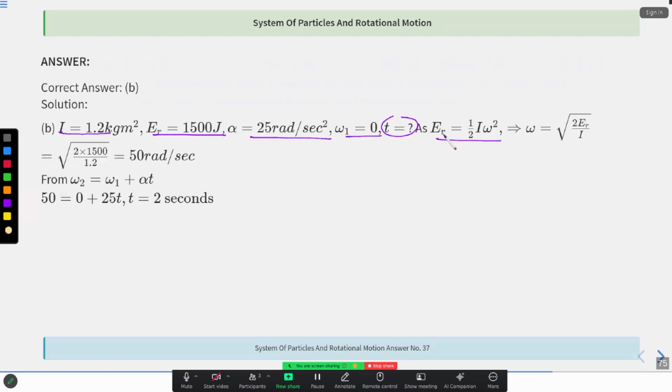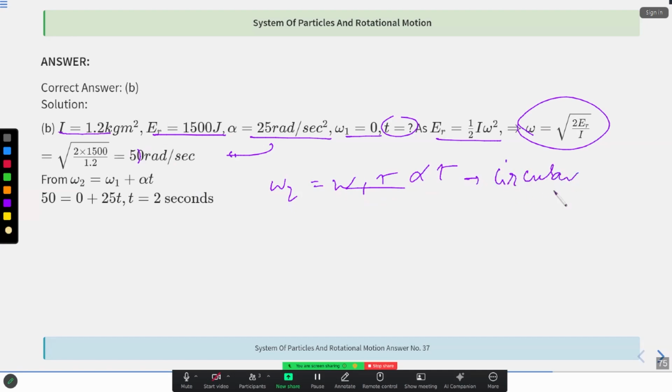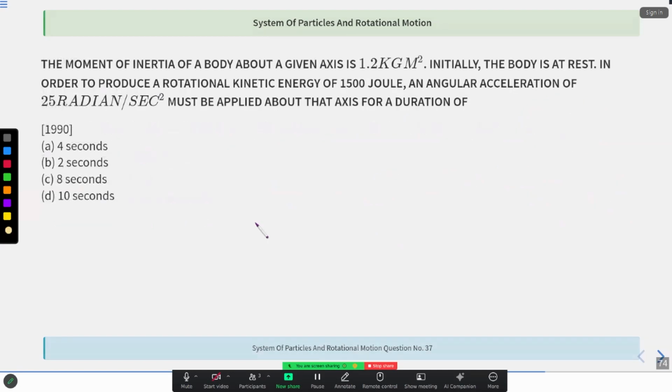Kinetic energy is given to you, which is half I omega square. From this you will calculate the value of omega. You just put it in the equation, and you get omega 2 as 50. So omega 2 is equal to omega 1 plus alpha into t. This is the circular motion equation. So 50 is equal to 0 plus 25t, so t is equal to 2. So 50 by 25, that is 2 seconds. Again, JEE 1990 question. I just want you to take a look at this, and we'll be moving to the next question in a while.